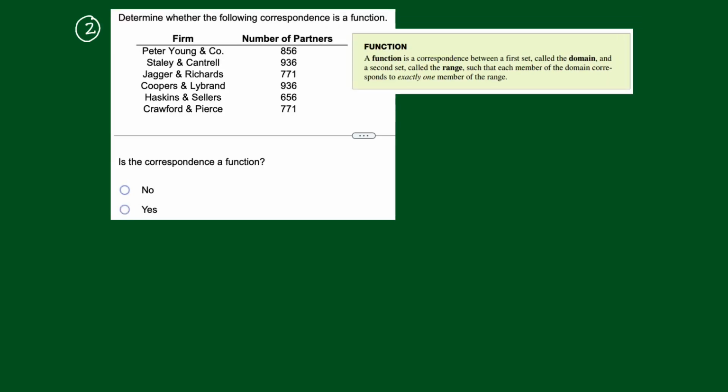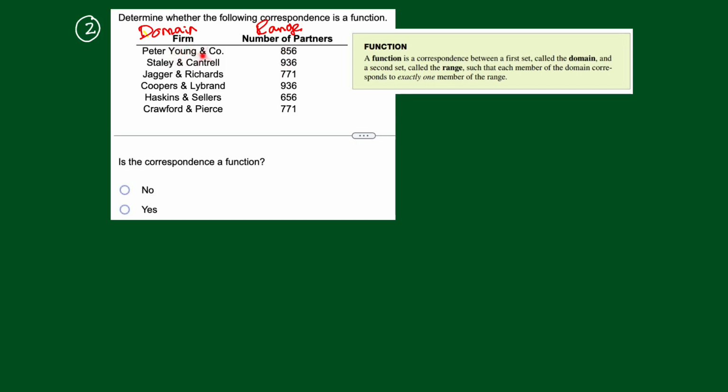Problem 2 asks us to determine whether this correspondence here, the correspondence between the names of these law firms and the number of partners they have, is a function. So a function, remember, is a correspondence between a first set and a second set. So we have that. We have a first set. This set is the domain. Second set is the range. Now the question we have to answer is this. Is every one of these elements, these law firms, associated with exactly one of these numbers of partners?